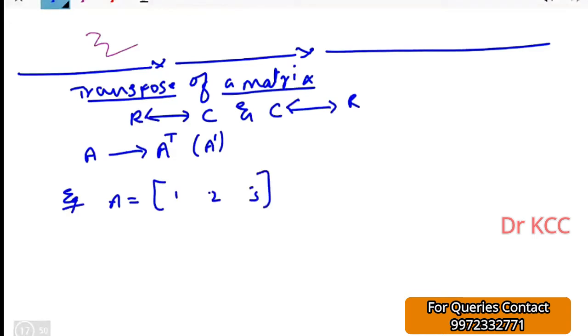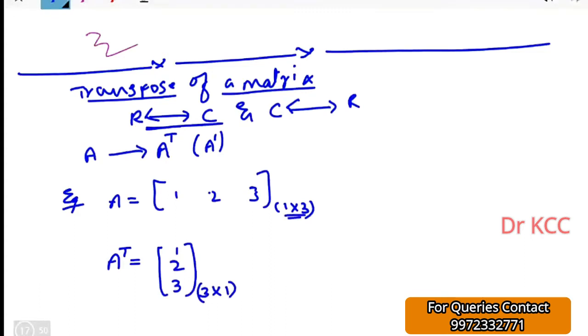We know this is a row matrix which is of order 1 into 3. Why? Because we have got only one row but 3 columns. If you take its transpose, you will write it as A transpose. We should change rows to columns. The row becomes a column, this is a row, it becomes a column. Like this, 1, 2, 3. Done. Now what is the order? 3 into 1. Now look here.